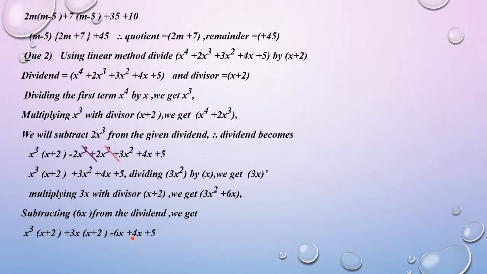Now the remaining terms of the dividend, +4x + 5. So we get x^3 multiplied by (x + 2) + 3x multiplied by (x + 2). Solving -6x + 4x, we get -2x + 5. Now we have got x^3 multiplied by (x + 2) + 3x multiplied by (x + 2) - 2x + 5. We will be dividing the next term, that is -2x, with x.